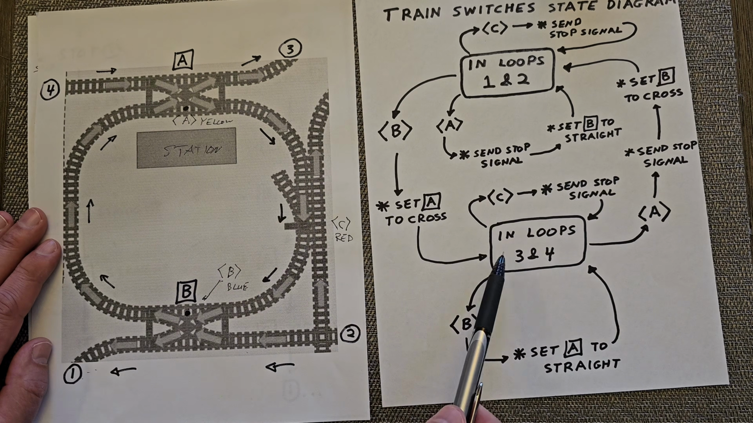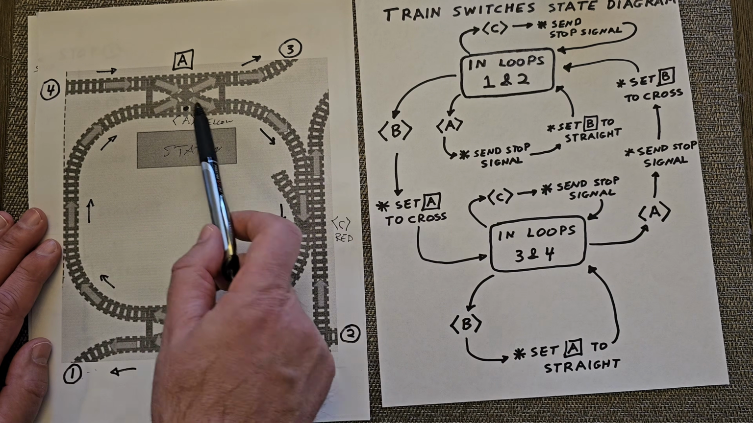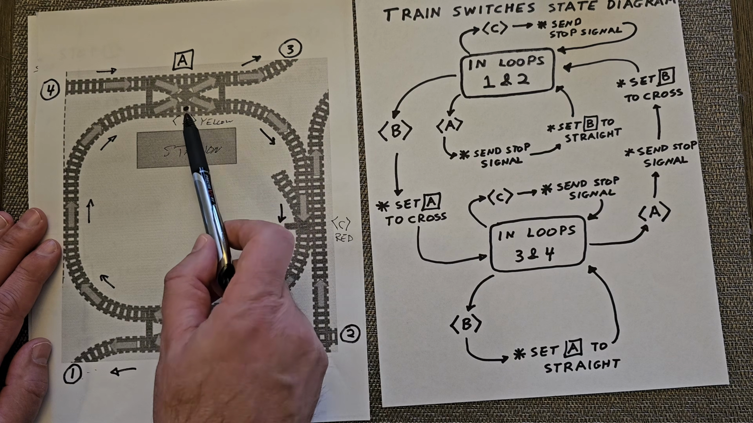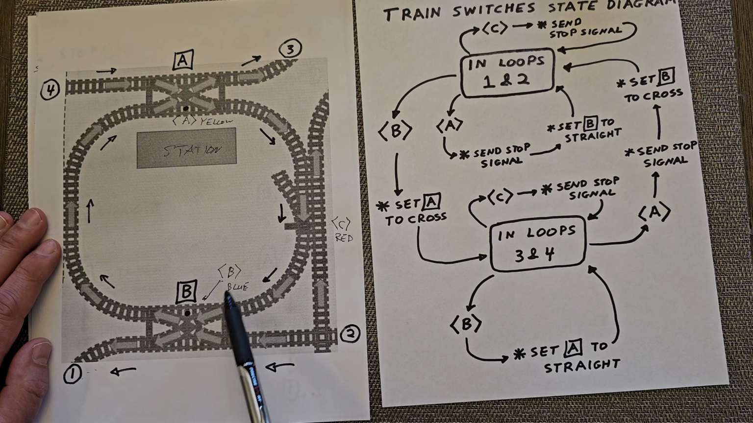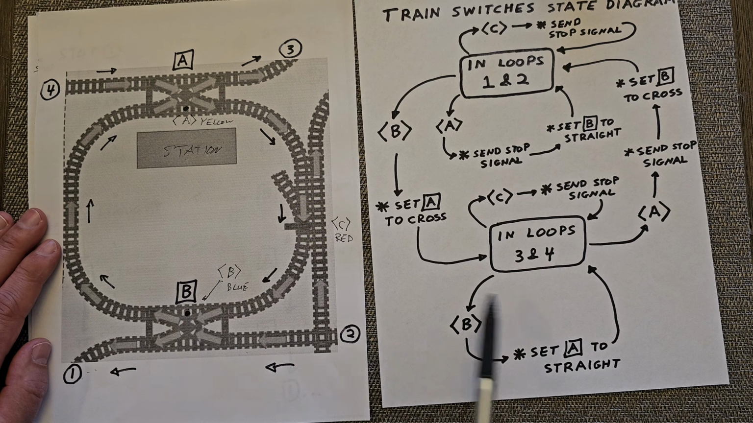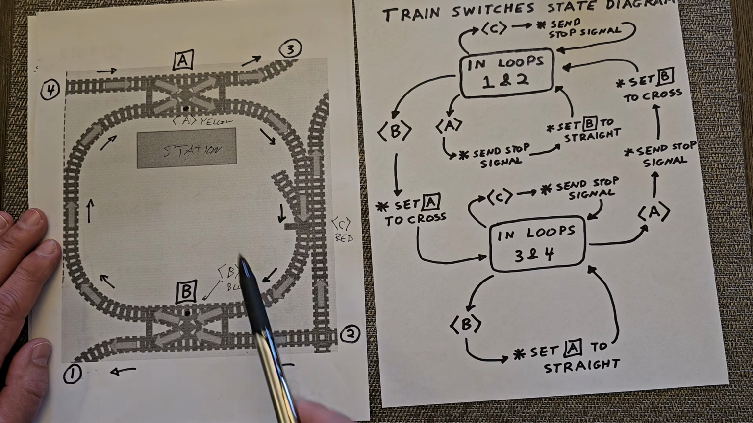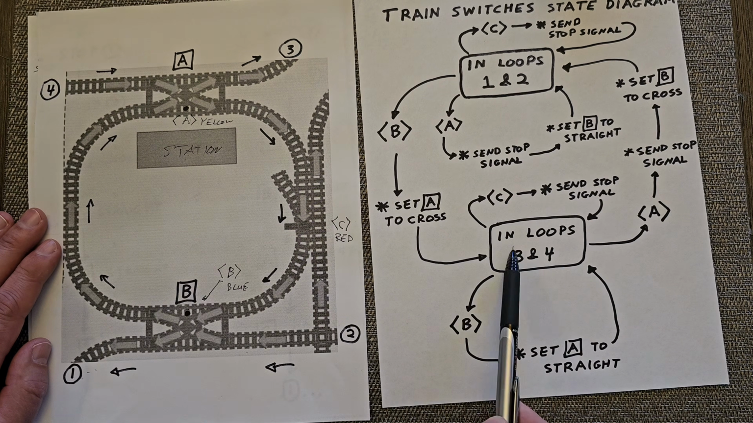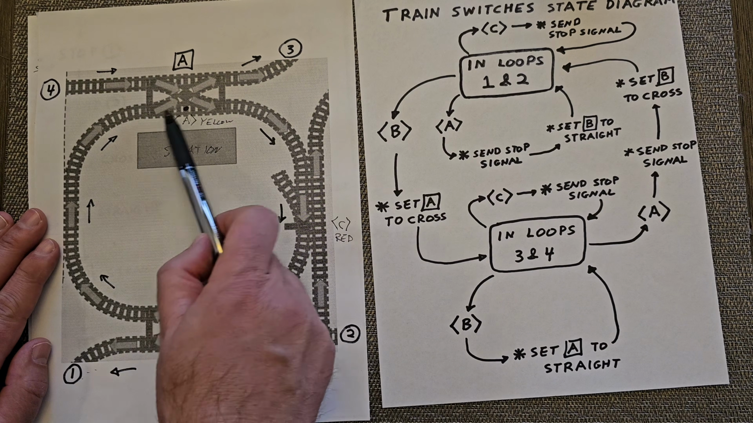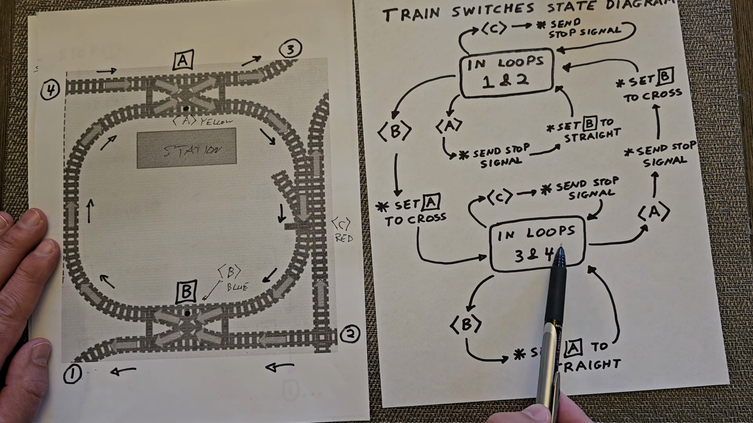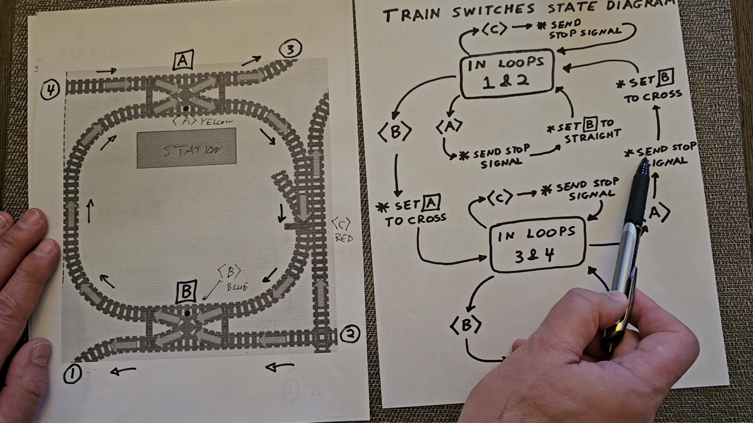If the train is in the loops 3 and 4 state and it re-enters the center loop, it will not cross that tile A. The first signal will be when it senses the tile at switch B. So as the train is moving, it senses that, it sets the A to straight, and then it stays in loops 3 and 4 state. It's going to go up and hit A. What happens when it's in the loops 3 and 4 state and senses A? It sends the stop signal.